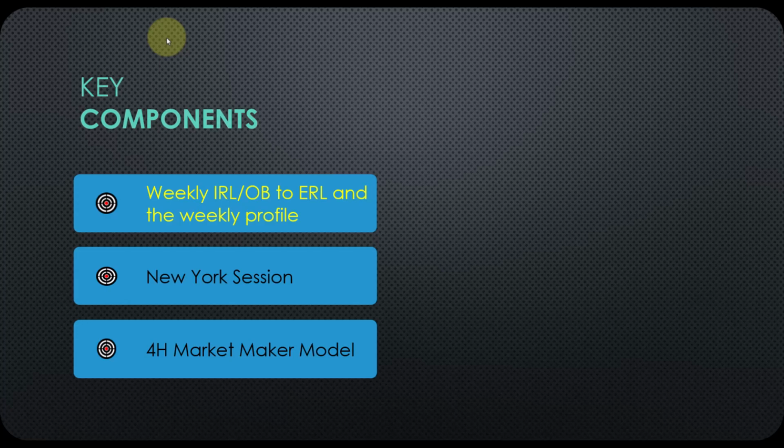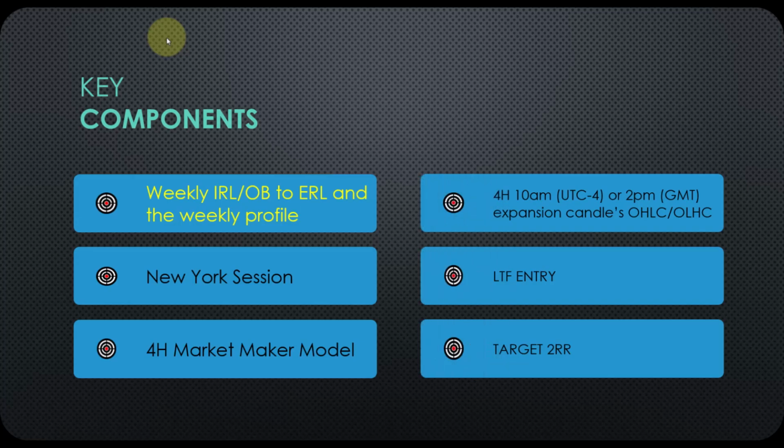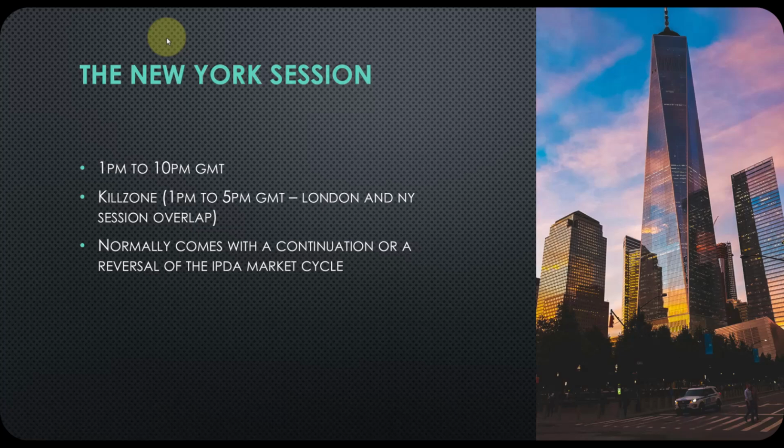Now, we also look into the New York session and some of its characteristics that aid this particular strategy. We consider the 4-hour market maker model, the 4-hour 10 a.m. or 2 p.m. GMT expansion candles, open high, low close, or open low, high close. We will talk about our lower time frame entry and everything that we are doing here. Our target is a 2 risk to reward ratio. Now, let's look at the New York session.